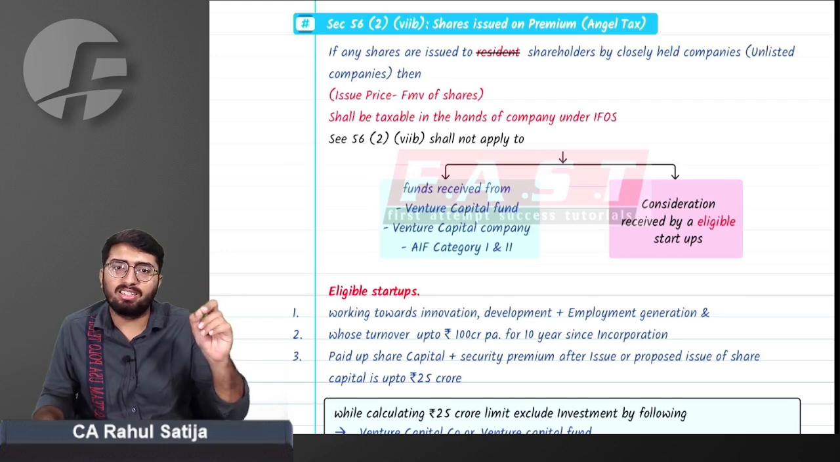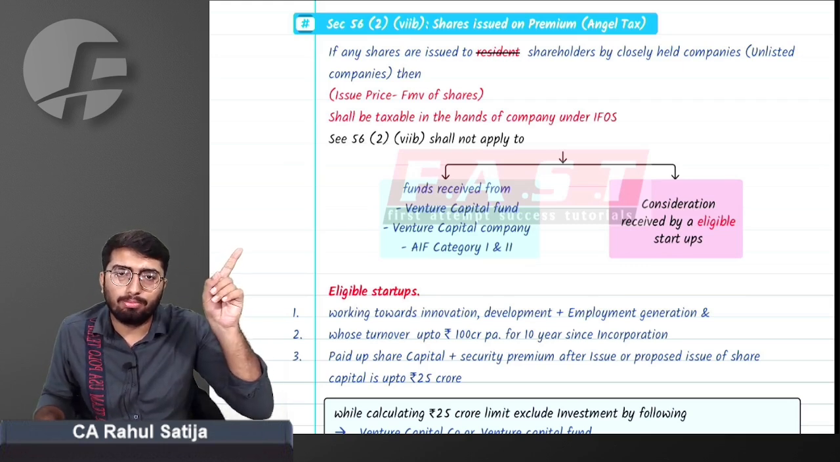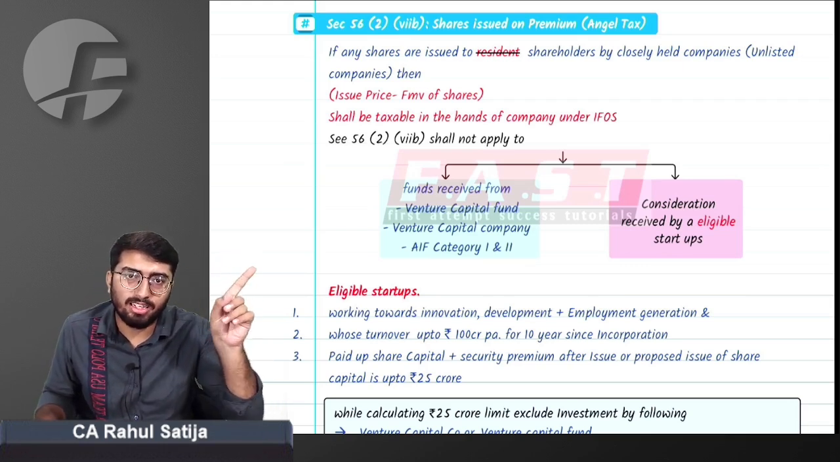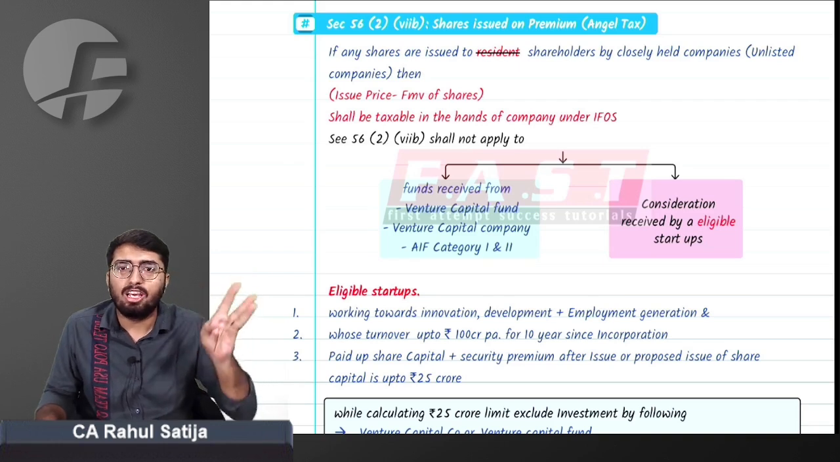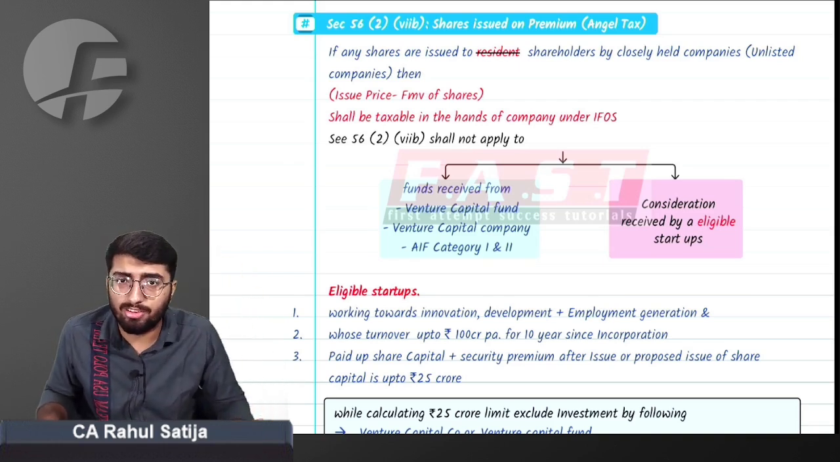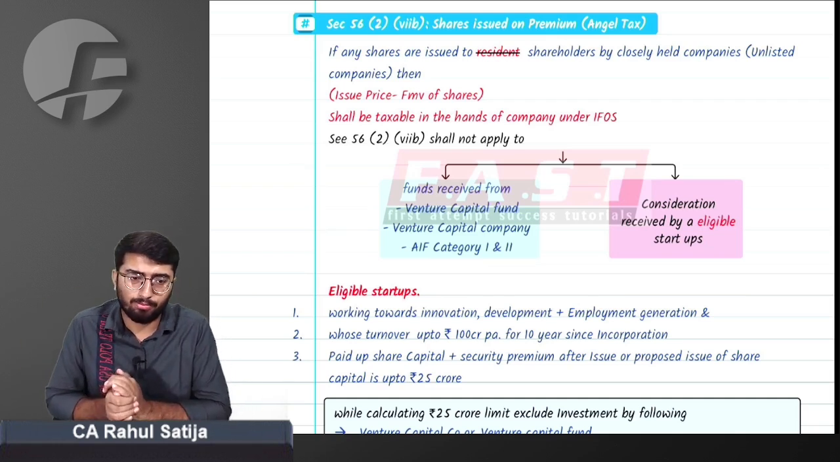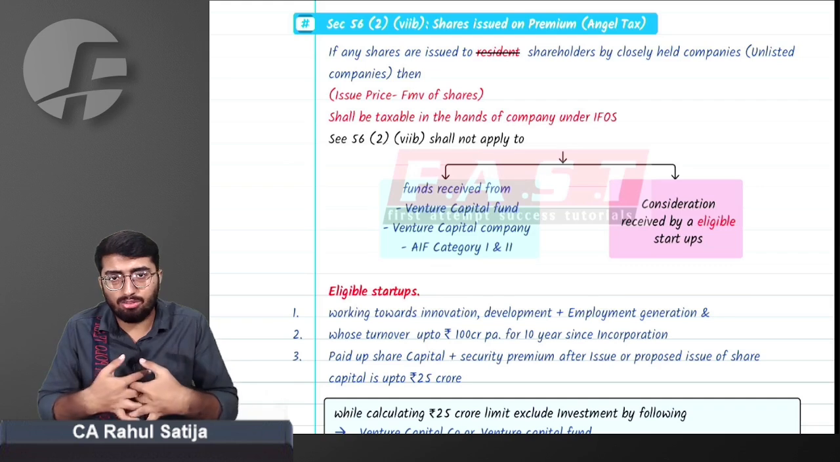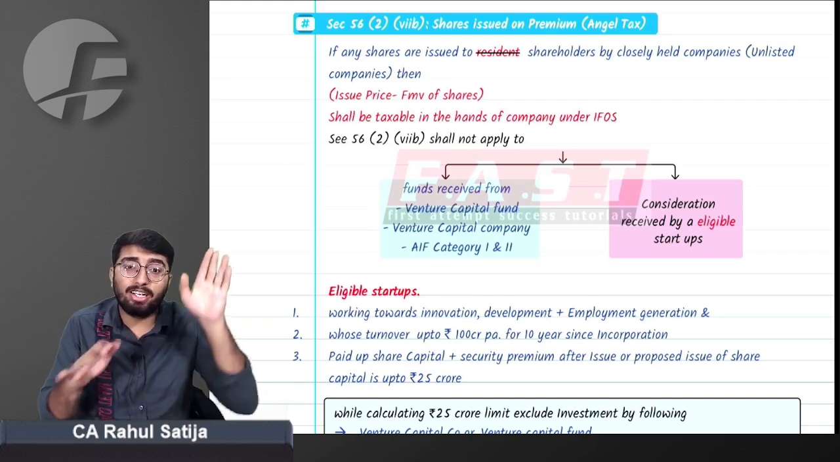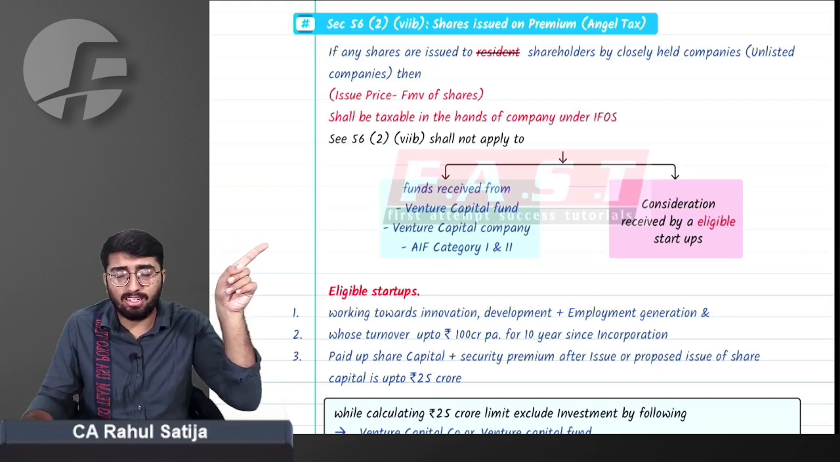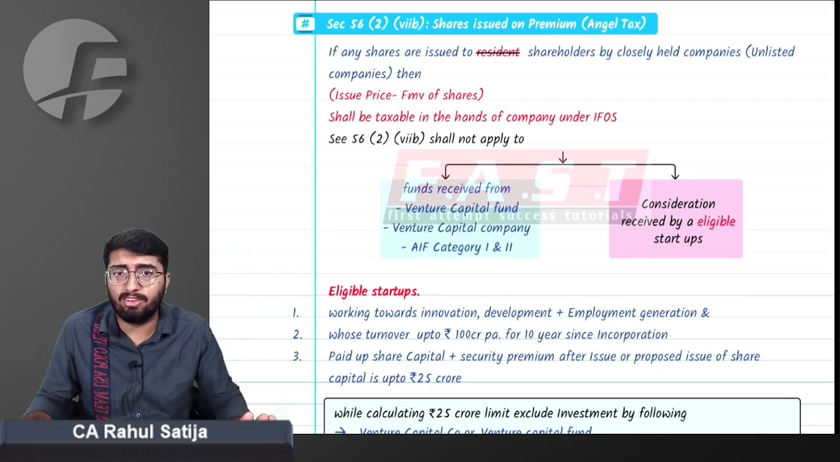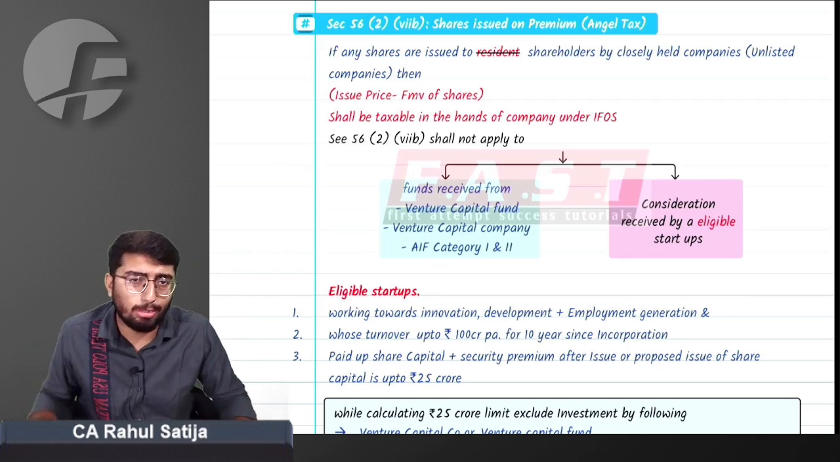But any kind of money received on account of a venture capital company, or alternate investment fund category 3, will not be chargeable to section 56(2)(7) or angel tax. I will be referring to it as angel tax from now onwards. Any money received from a venture capital fund, venture capital company, and alternate investment fund category 1 and 2 will not be chargeable to angel tax.